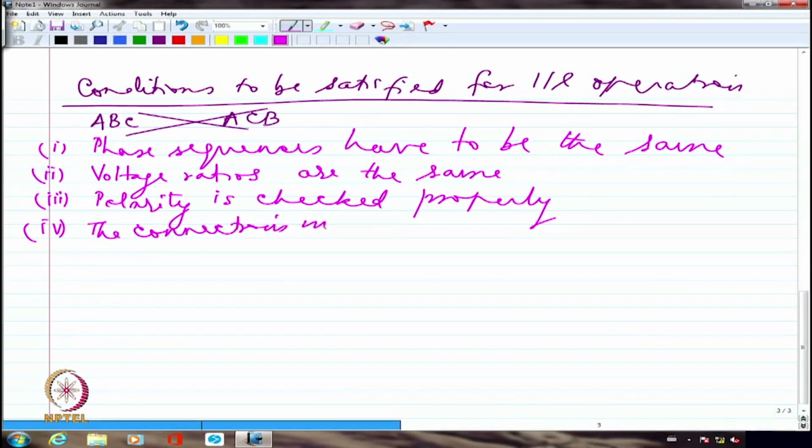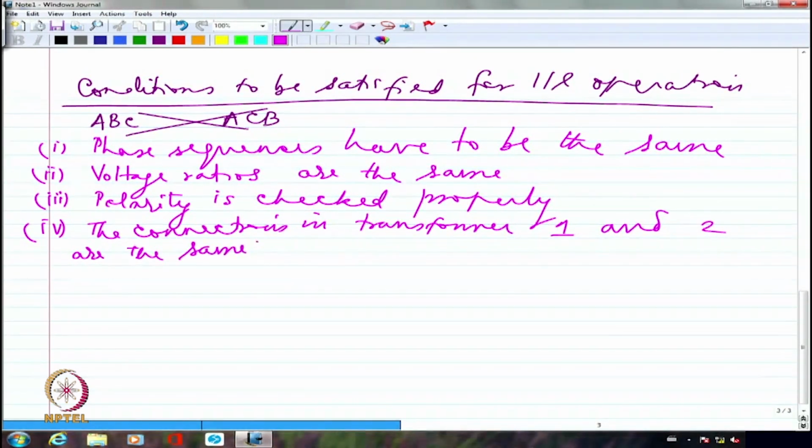in transformer 1 and 2 are the same. What I mean is, if I am talking about a star-star connection for transformer 1, transformer 2 also should have a star-star connection. Or star-delta, I should have star-delta. Otherwise, they will not work properly, unless I have the connections to be the same.